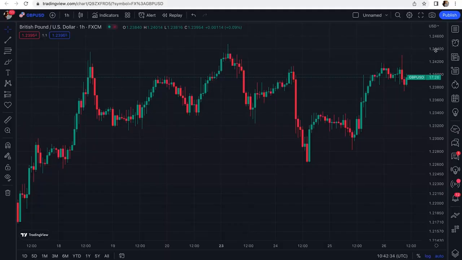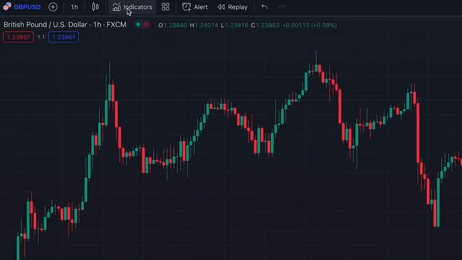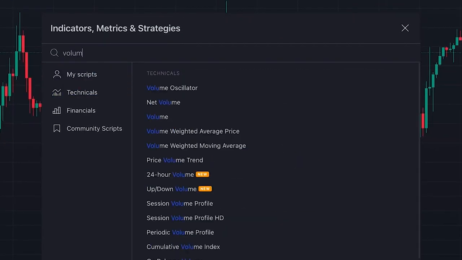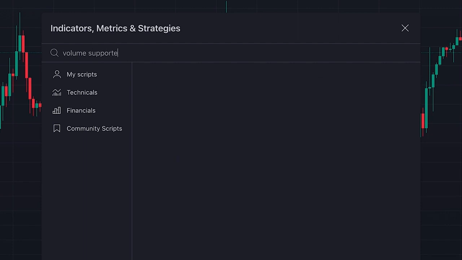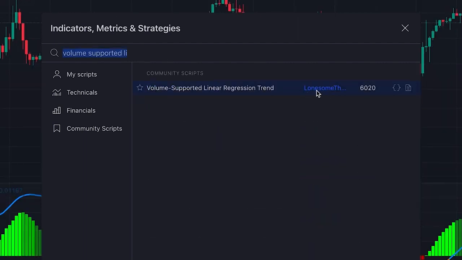In today's video, I want to show you the most accurate buy-sell indicator in TradingView. To add this amazing indicator to our chart, here we click on Indicators and we search Volume Supported Linear Regression. This one, which is written by someone named Lonesome the Blue.